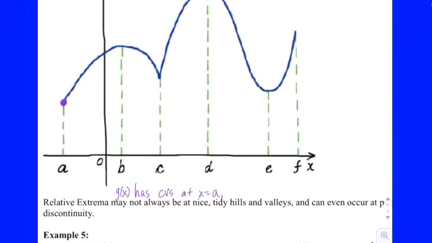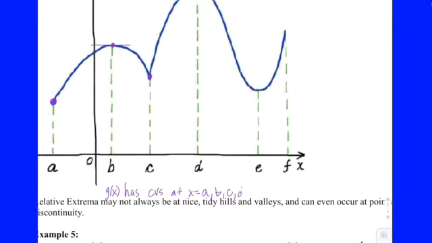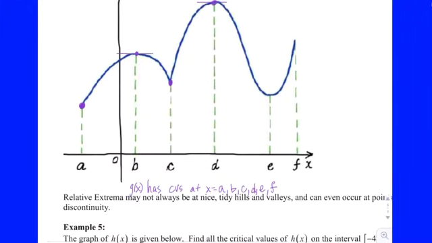Okay, comma. Is B a critical value? It's in the domain, and the derivative there is 0. So yes, it is also a critical value. Is C a critical value? Yes, it's in the domain, and the derivative there is DNE. So C is a critical value. Is D a critical value? Yes, it's in the domain, and the derivative there is 0. So D is also a critical value. What about E? Yes, kind of for the same reason D was. And what about F? Yes. So really, every single one of those labeled points, which is kind of why I labeled them, are by the definitional sense critical values. But are they all going to be local extrema?